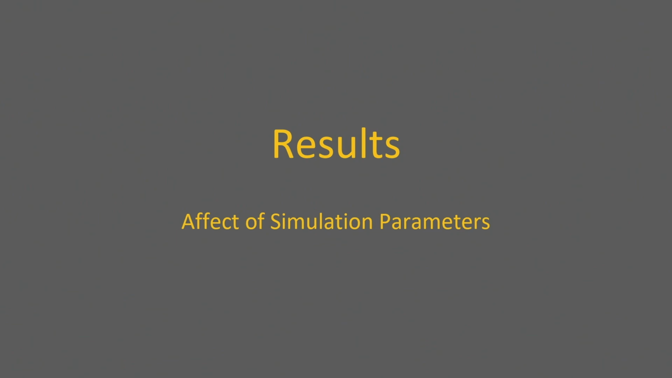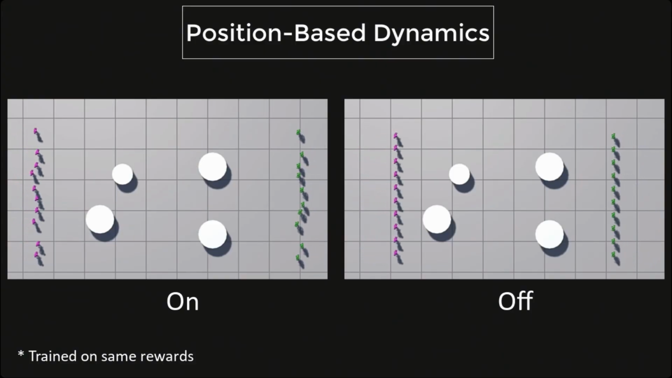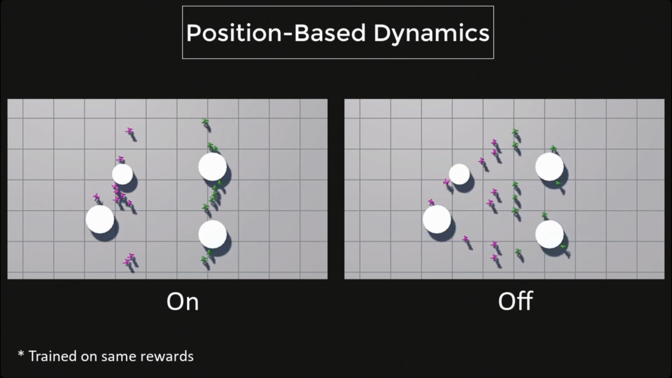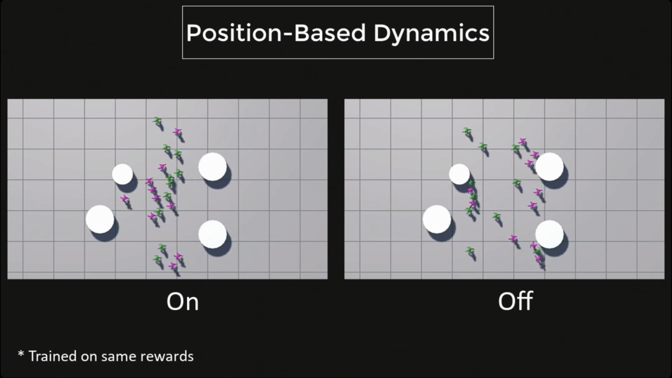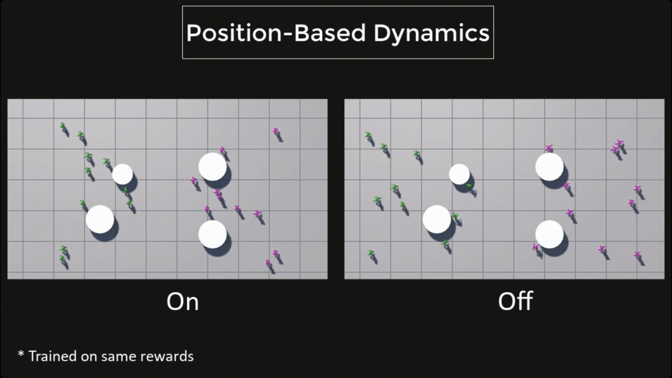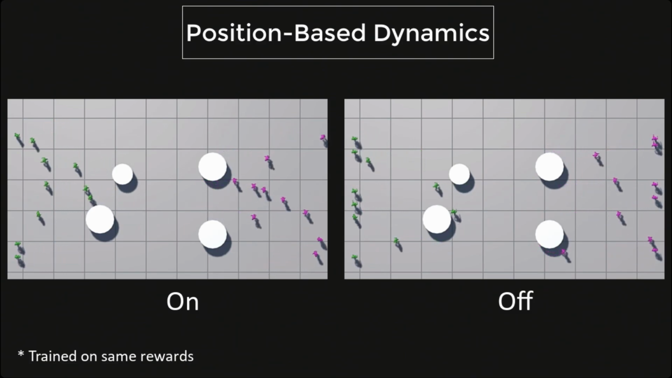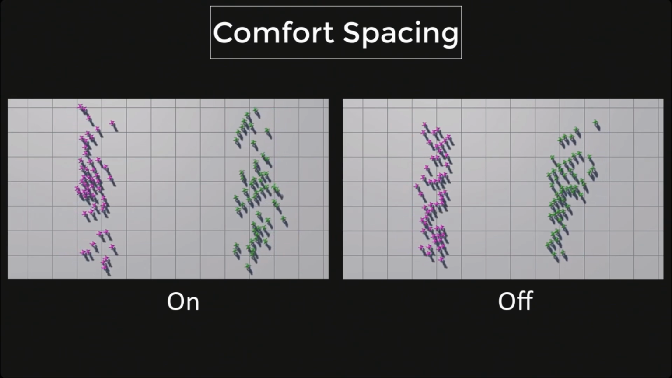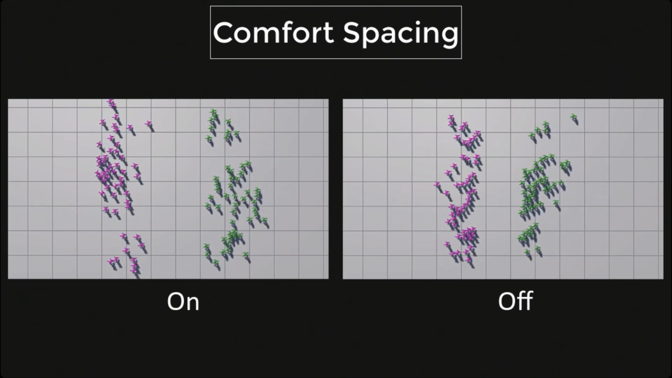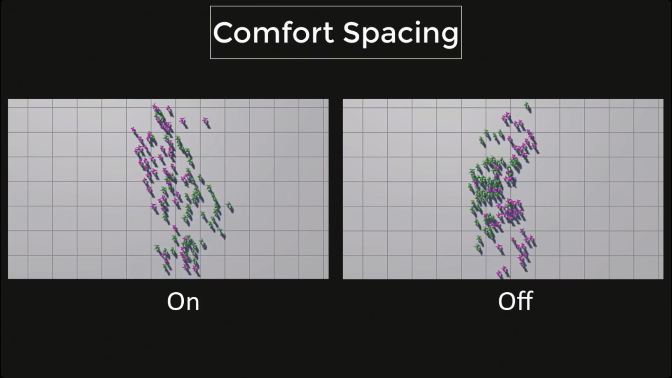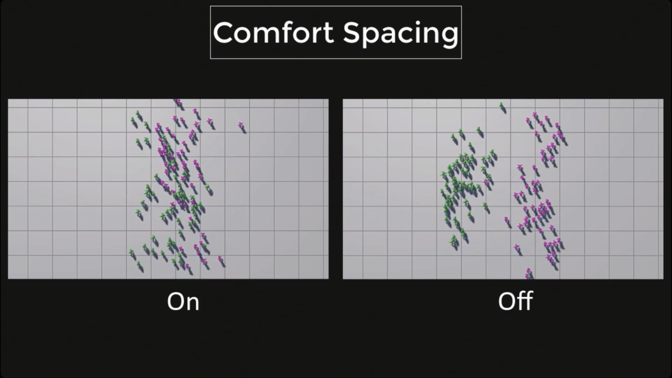Firstly, the effect of the simulation parameters that we used in our environment. When we use position-based dynamics, we saw that the learning is more stable, and resolving any agent-to-agent or agent-to-obstacle collision is smoother than when we don't use it, on the right side. Also, when we use comfort spacing in our reward term, we can see agents are more reactive, and they always tend to maintain a certain comfort distance surrounding them compared to when we don't use it, on the right side.